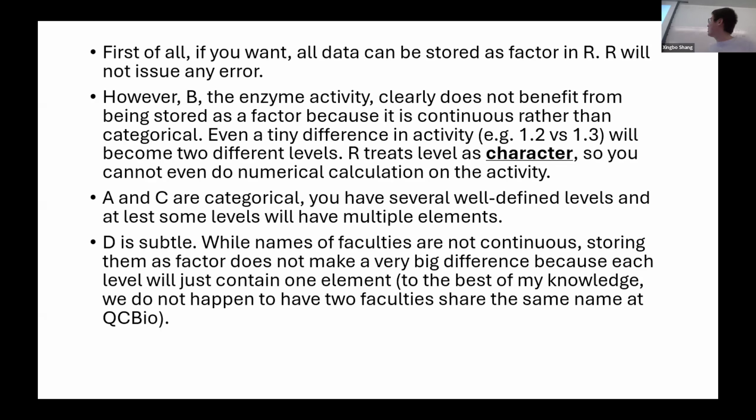To make things even worse, R treats each level as a character. Which means now you cannot even do numerical operations on your numerical enzyme activity data, which means you can no longer subtract a background value from these if you store them as a factor. So it isn't worth it because first, it doesn't make any sense. Second, it limits what you can do to your data. A and C are clearly categorical.